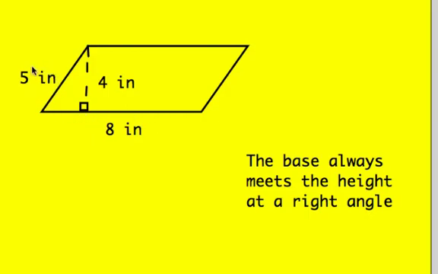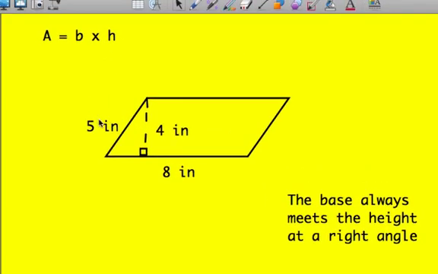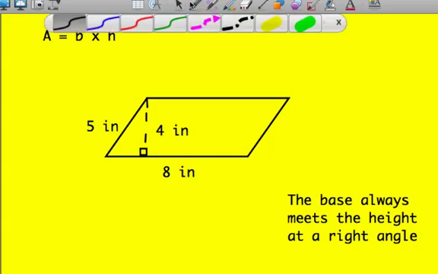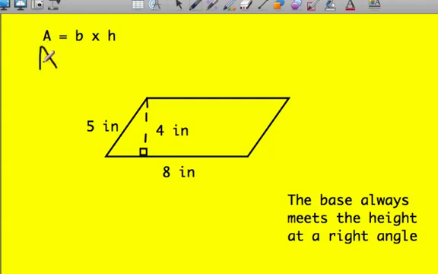So this 5 inches, in terms of finding the area, it's not going to be needed. The 5 inches would be good if we were finding the perimeter. So our height would be 4 inches, like I said. So we would have area equals 8 times 4, and that would be 32. Now it's important, just like with rectangles, to put your units. So area equals 32 inches squared.